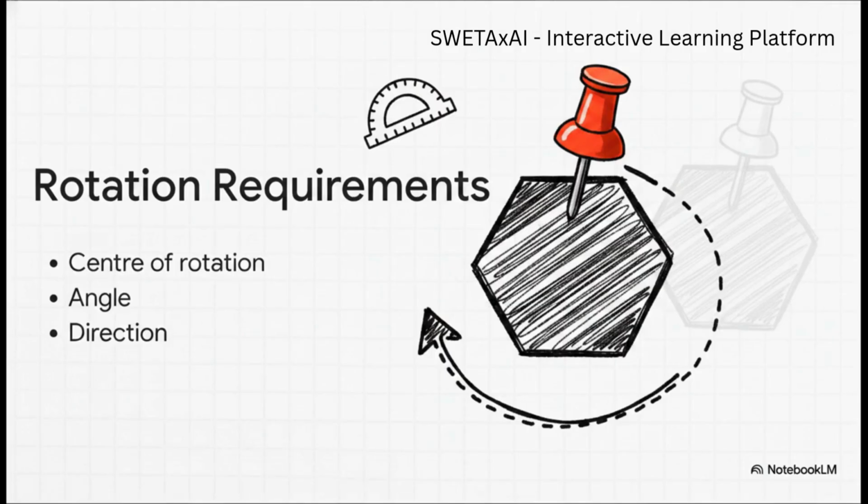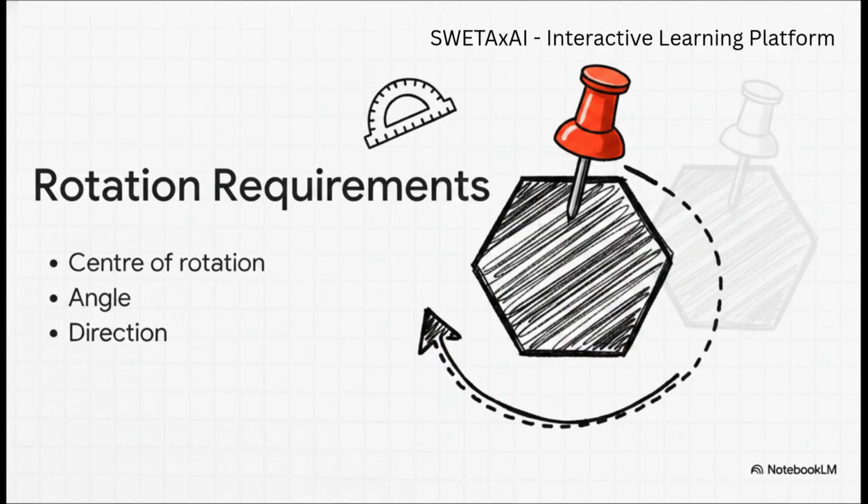But to perfectly execute a rotation, you can't just say turn it. You always need 3 specific pieces of information. First, you need that center of rotation, basically the coordinates where the thumbtack goes. Second, you need the angle, like how far are we actually turning it? Usually this is going to be 90, 180, or 270 degrees. And third, you need the direction.